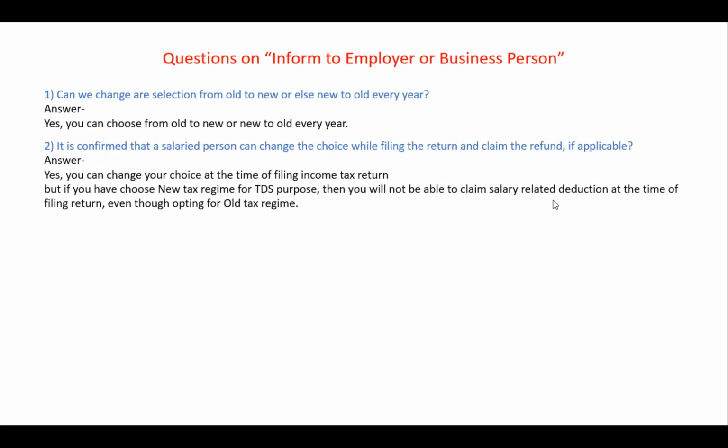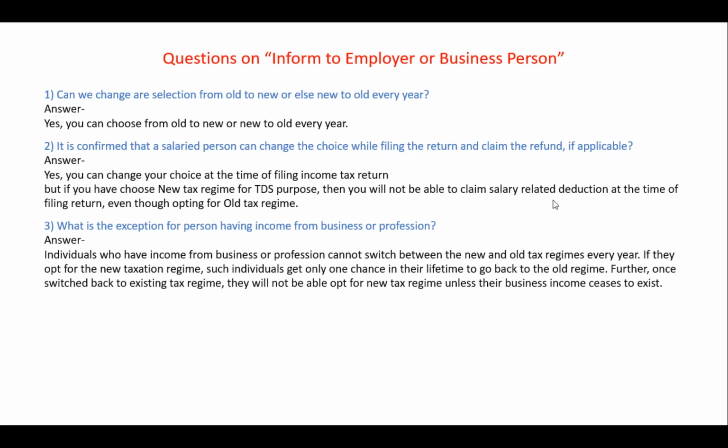It is confirmed that a salaried person can change the choice while filing the income tax return and claim differently. Yes, you can change your choices at the time of filing the income tax return. But if you have chosen the new tax regime for TDS purposes, then you will not be able to claim salary related deductions at the time of filing return, even though you are going for the old tax regime.